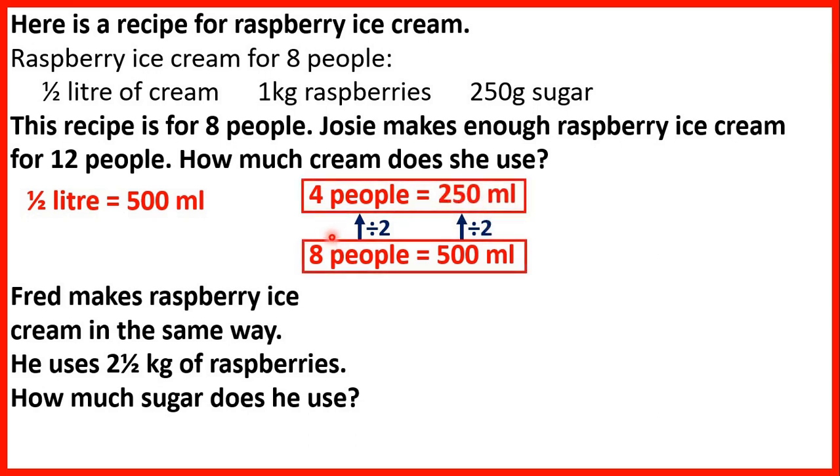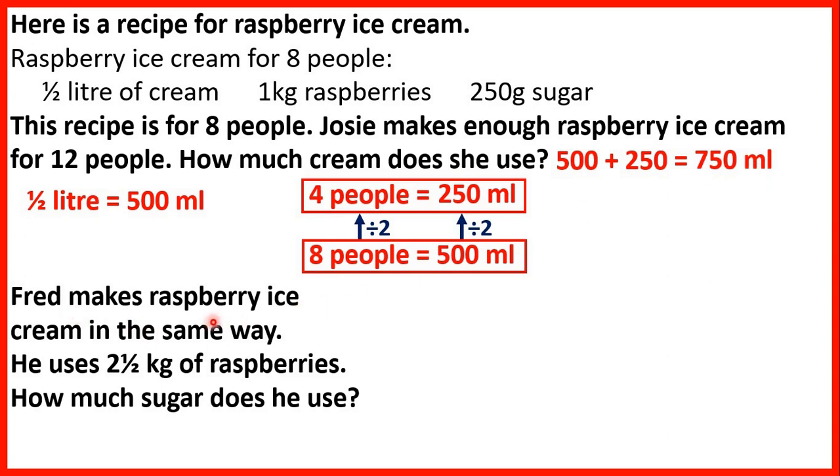So now that we know how much cream is needed for 8 people and for 4 people, we can work out the total for 12 people, because 8 plus 4 is 12. So we can add 500 and 250, and that means she must use 750 millilitres of cream.